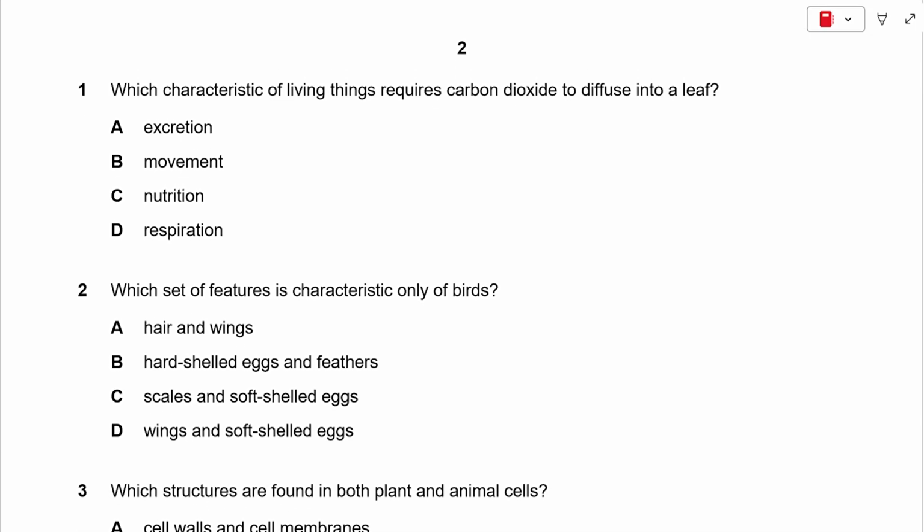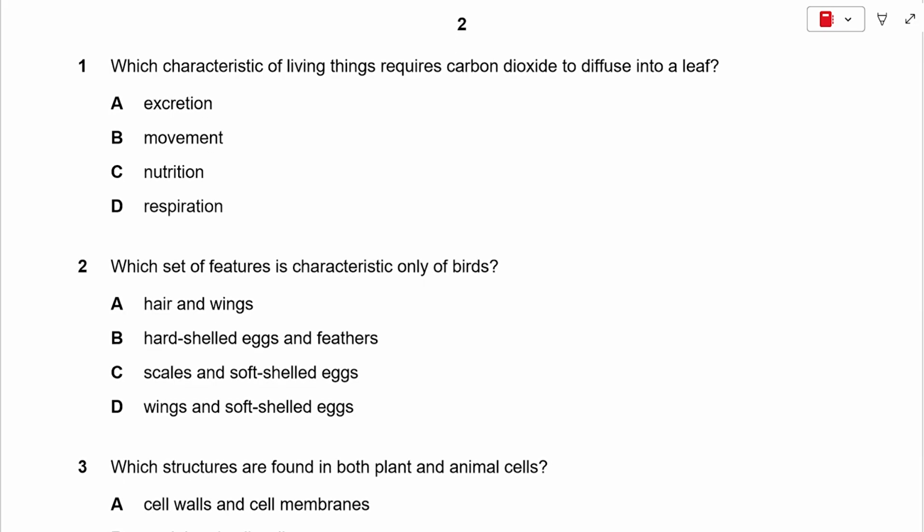Number 1 says, which characteristic of living things requires carbon dioxide to diffuse into the leaf? From the choices, we've been given excretion, movement, nutrition, and respiration. Now mind you, this needs carbon dioxide to diffuse into the leaf. Excretion is removal of waste products of metabolism, so it cannot be. Movement involves moving from one part to another, all right?